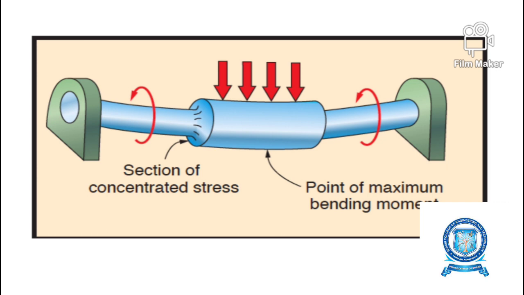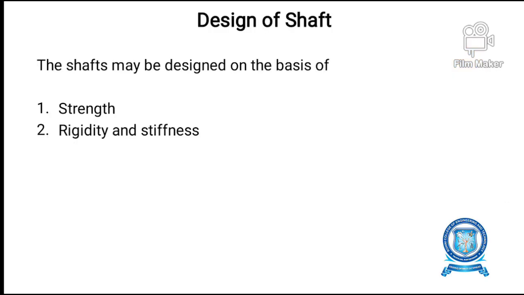From this figure, the stress concentration area is also shown. The arrow directions on the right and left mark the selected sections of concentrated stress. And at the center point is the point of maximum bending moment. If the force is exerted upon the shaft at the center of the beam, the shaft is trying to bend. The maximum force is exerted upon the shaft at the center of the beam.